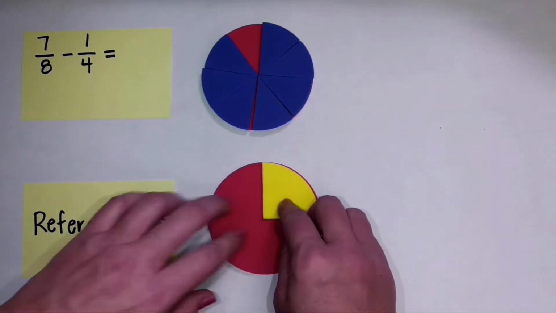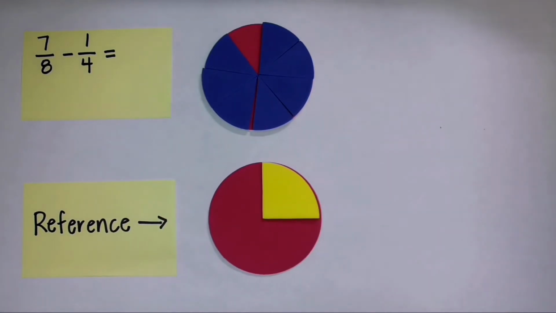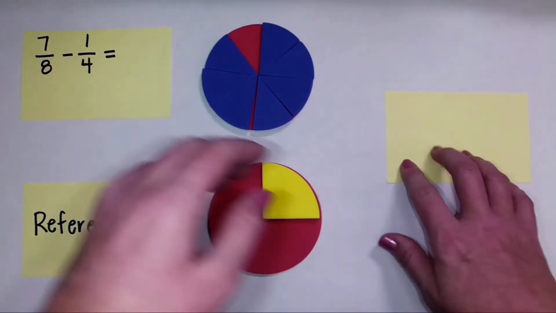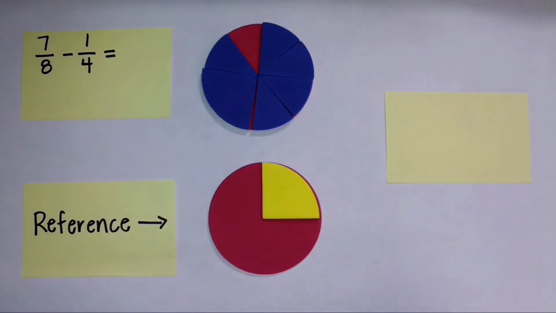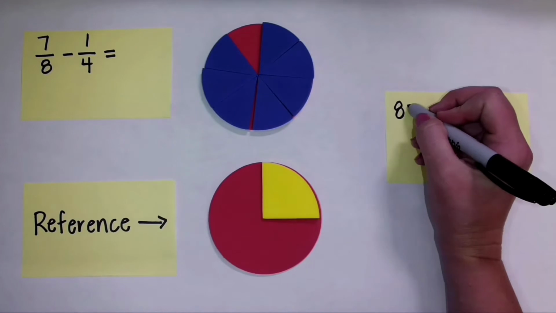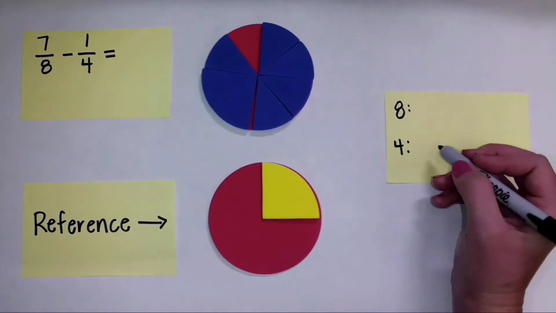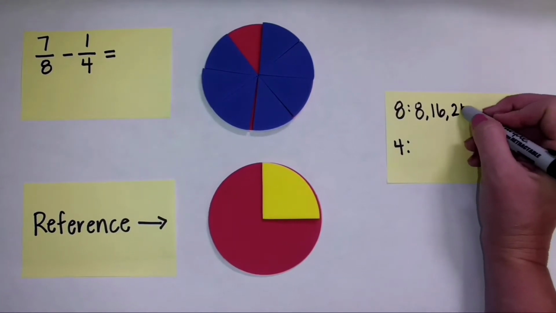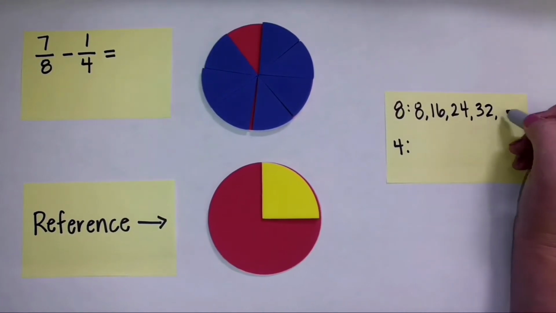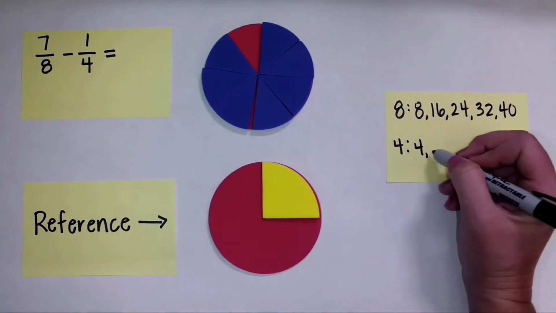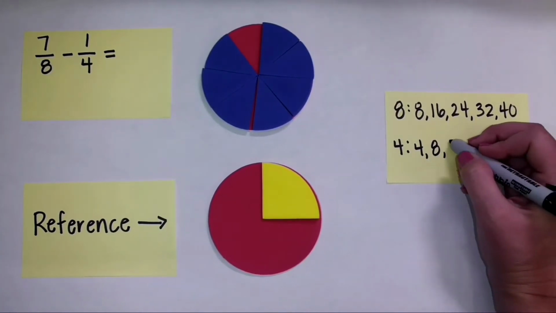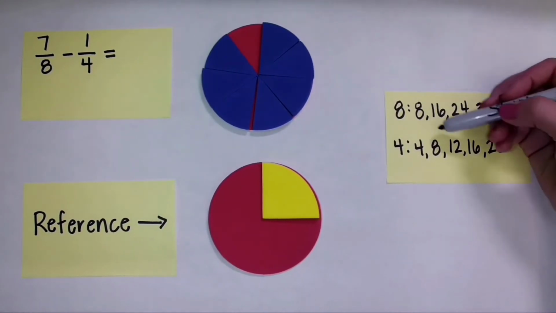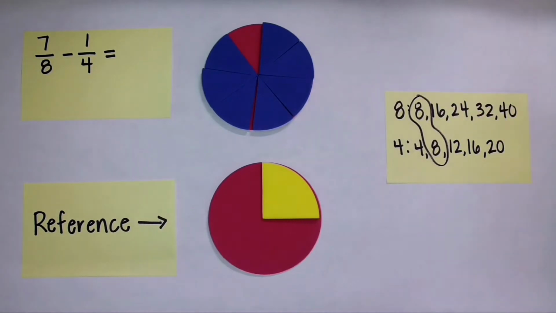So I'm going to show for my reference 1/4, and I'm going to use my multiples. I'm going to list those out here. I'm going to figure out, what is the common denominator if I have a fraction with a denominator of 8 and a fraction with a denominator of 4? So here I'll list out the multiples for 8, and then I list out the multiples for 4. We just list the first 5 multiples or so. And then I ask myself, what is the least common multiple? I see the least common multiple here is 8.